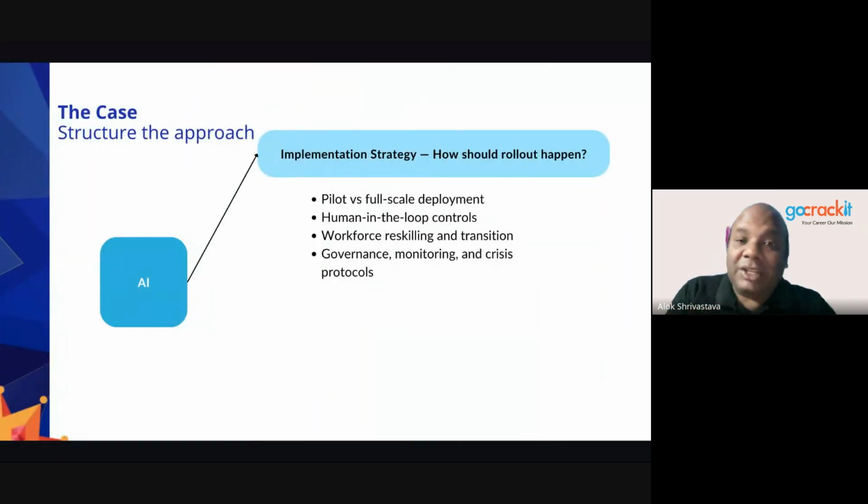And the last part is implementation strategy. How would you like to implement? Would you like to implement as a small pilot first and then scale it, or do you want to give it a full scale deployment? How much human in the loop control do you want to have? How much do you want to be totally automated versus how much do you want AI's output to be reviewed by a human, that is human in the loop, and then given to customers? How would you go about workforce reskilling and transition? How would you monitor? How would you manage the crisis and all those things? You may want to analyze before you actually decide on something. So this is a kind of framework you may want to use.